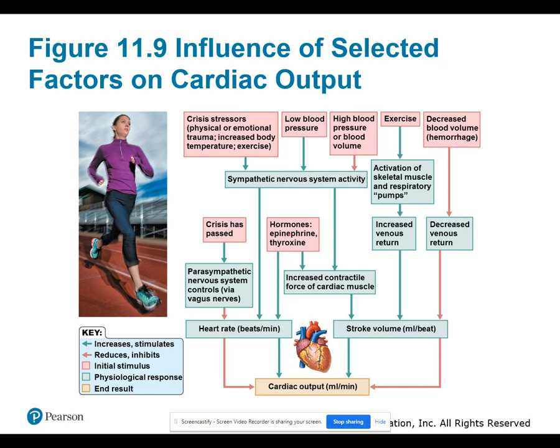Over here, we talked about hormones like epinephrine. That's going to increase your contractile force and also increase your heart rate, which is eventually going to increase your cardiac output. Over here, it says crisis past. While there's a crisis, it tells your parasympathetic nervous system to work, and your parasympathetic nervous system is going to decrease your heart rate, which is going to decrease your cardiac output. So this is a pretty good flow chart to help show what is going to affect cardiac output, speeding it up or slowing it down.